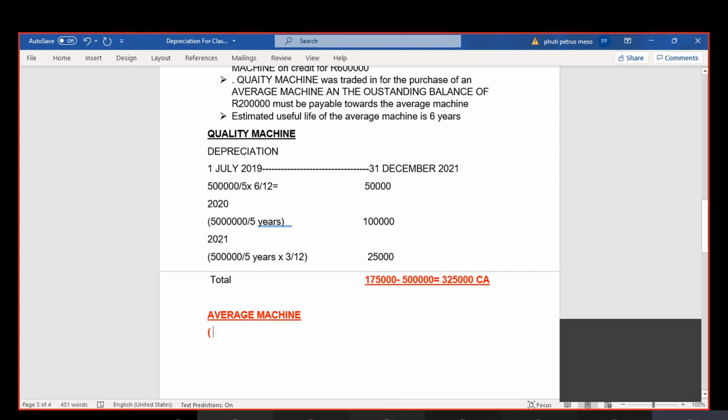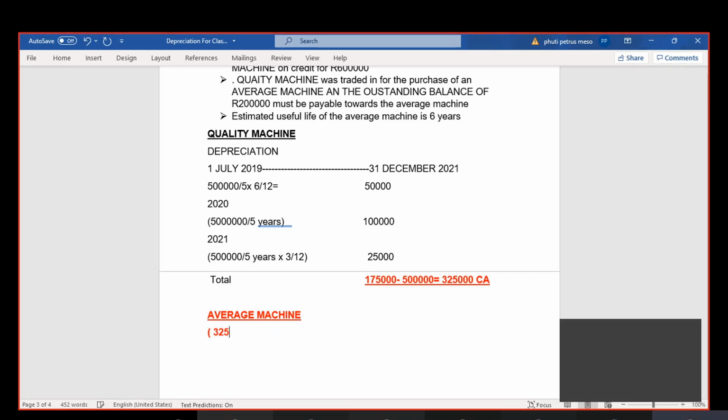All right. Do you want to give me the depreciation for the average machine, Norman? The average machine would be 325,000 plus 200,000 as its opening balance in the asset account. Yes. So that's 525 over how many years did you say? Six. That's 6 years. Over 6 years. So for a full year, it would be 87,500. Sorry, I'm skipping a step again.